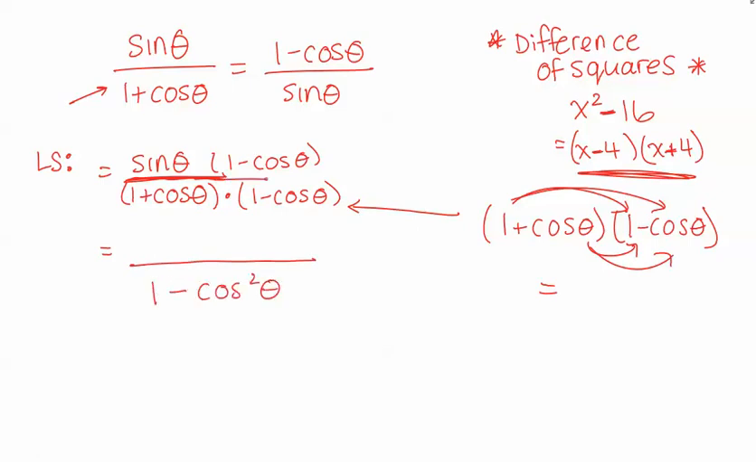The numerator gives us, well, sine theta times 1 minus cos theta, which we're just going to leave like that for now.